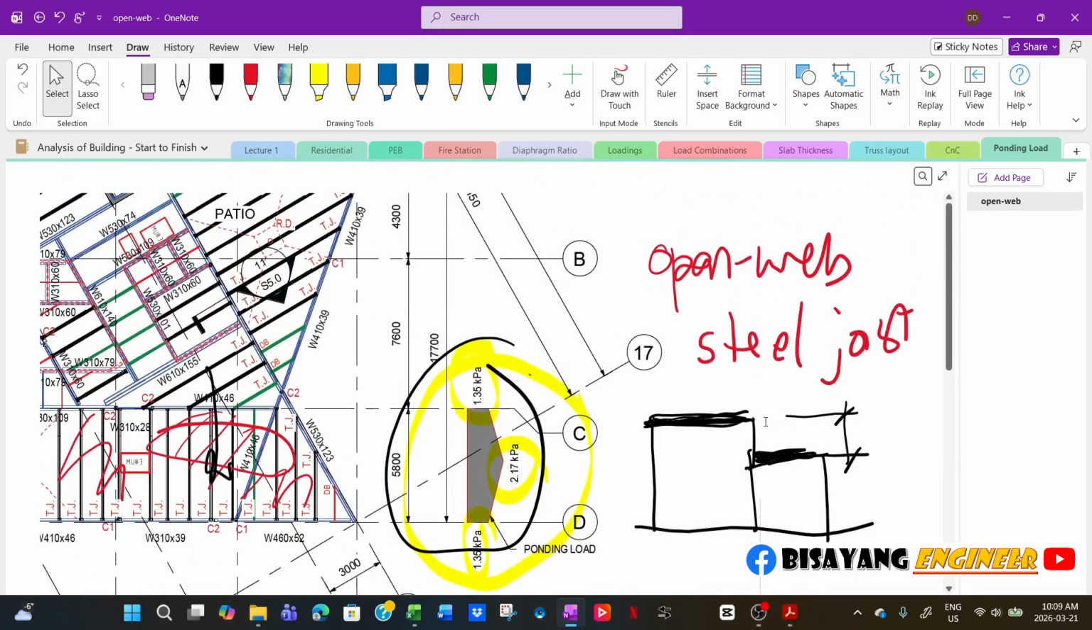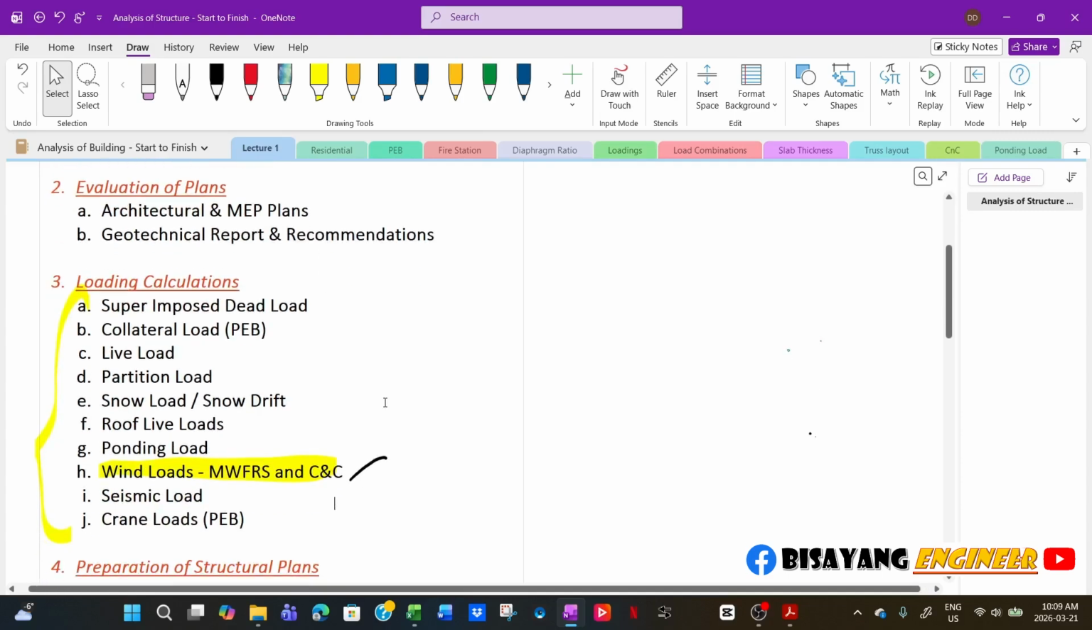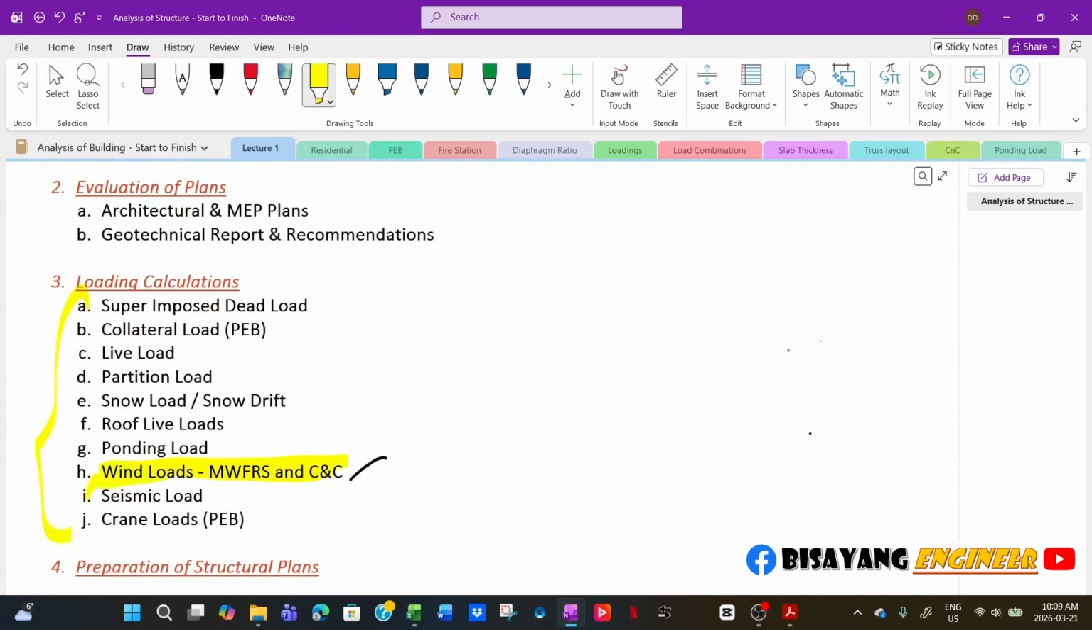Anyway, like I said, our discussion for today will focus on wind load, and I will show you how wind loads are calculated, the main wind force resisting system loadings versus the components and cladding, then how it is applied to a structure.